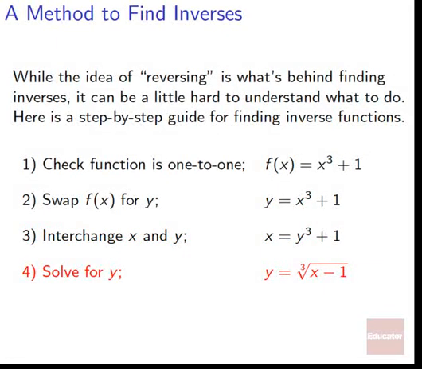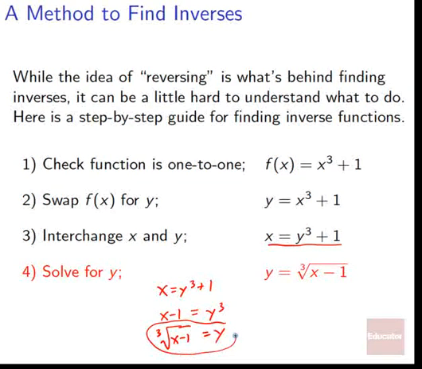Solve for y. So at this point, we've got x equals y cubed plus 1. So if x equals y cubed plus 1, we solve for it. We just move that 1 over, x minus 1 equals y cubed. And we've got cube root of x minus 1 equals y. And you'll notice that this actually looks pretty much the exact same as what we just did on the previous slide, but perhaps a little less confusing because it's what we're used to seeing. So we've got y equals cube root of x minus 1.